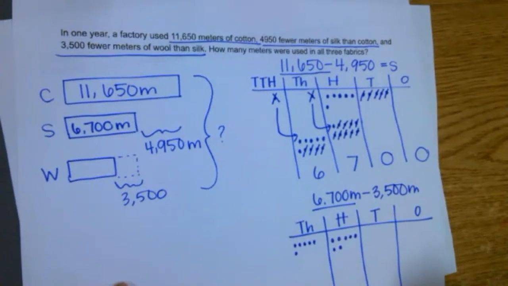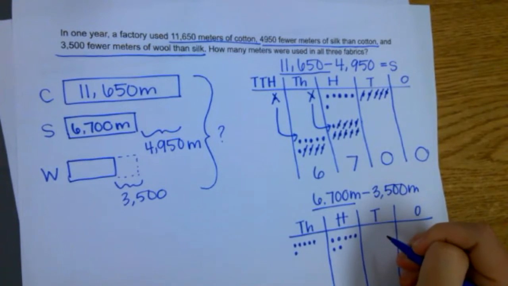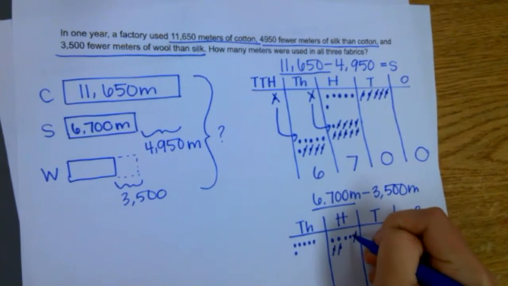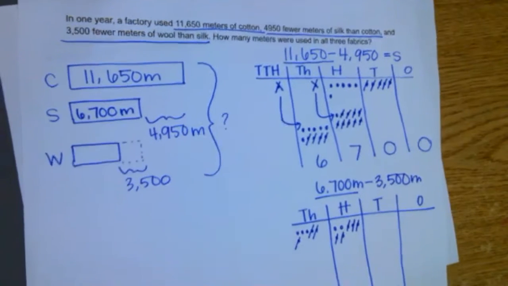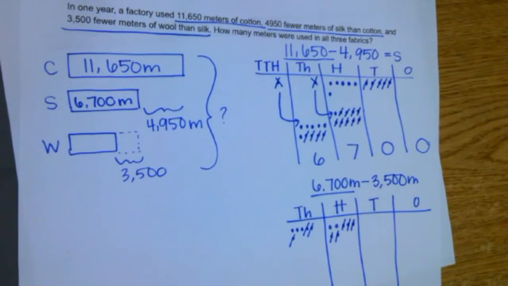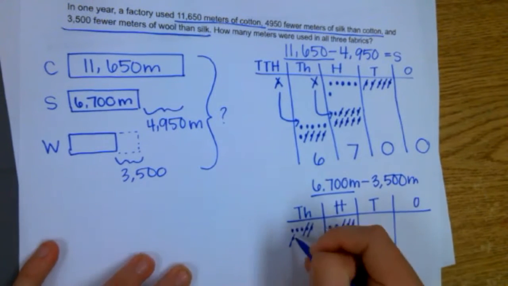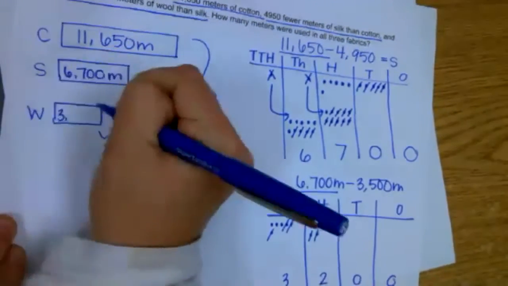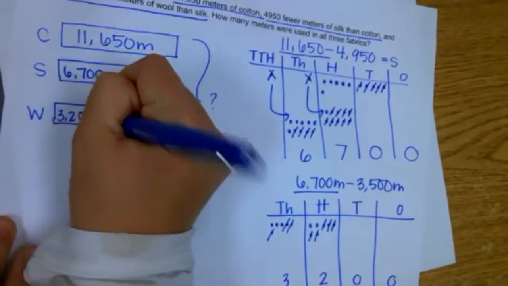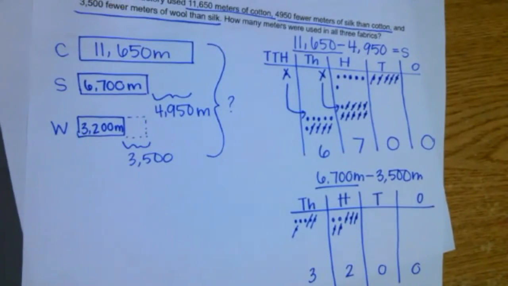Now we're ready to subtract. Man, that problem was much easier than the last one. We didn't have to do any regrouping. 3,200. We figured out how much wool that is.